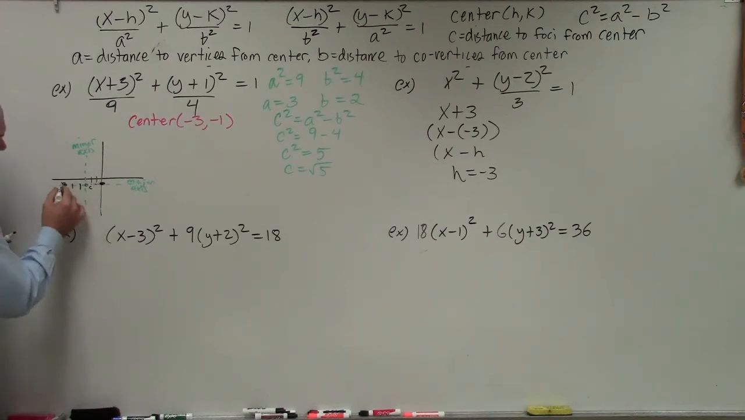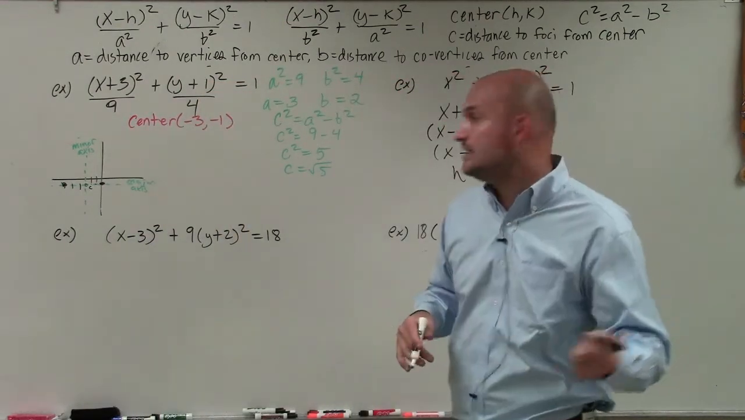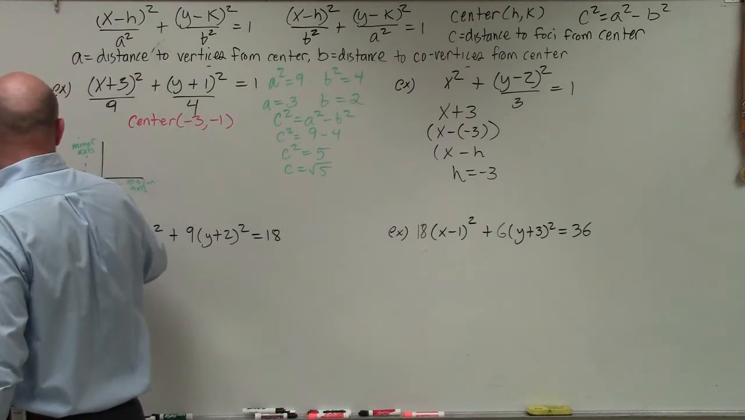OK, you can see me. Good. Now I basically just plot those. I'll go ahead and label those as my vertices.